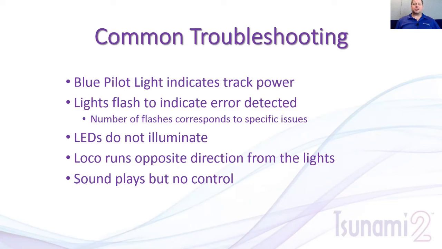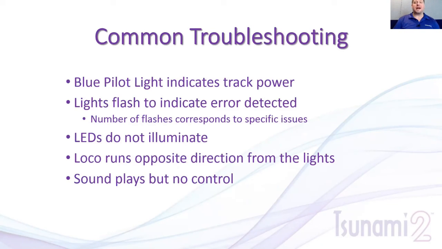One of the ones we get also: the locomotive runs in the opposite direction of what the lights are. If you get the motor polarity wrong, then your locomotive may run physically in reverse, but your headlights are correct. The good thing is you can always pop the shell off, flip those wires from the motor, put it back together, and you're good to go.